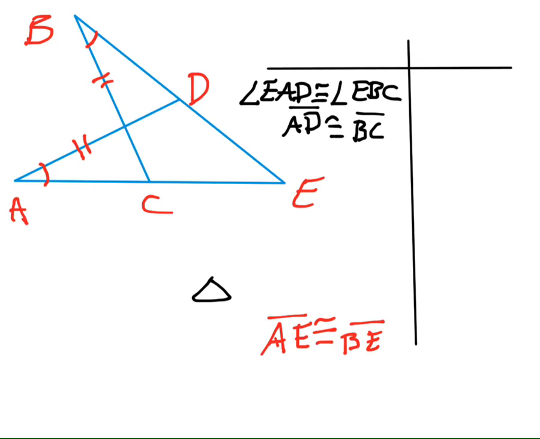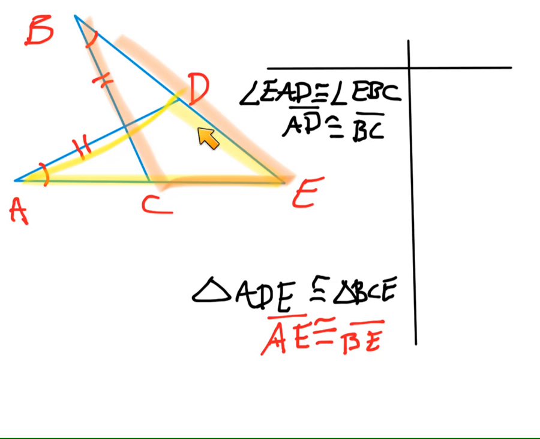triangle ADE is congruent to triangle BCE. Because if we could prove those two triangles were the same, that triangle and that triangle, then I know the sides that would match up would be BE and AE, which is what I'm trying to prove. So let's look at how we can prove these two triangles are the same.